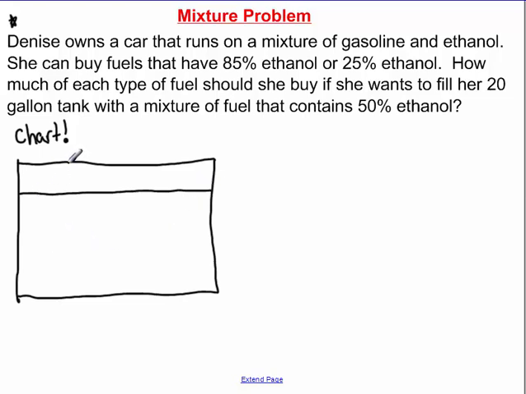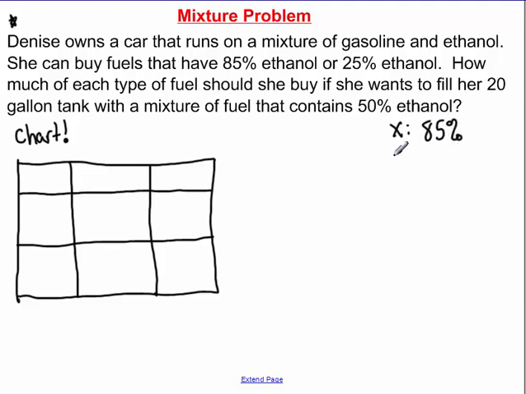So there are a few things we need to first do. First, we need to set up our variables. How much of each type of fuel? X is going to be our 85% and Y is going to be our 25%. Always set up those variables. That's something I'm going to be looking for in every word problem.